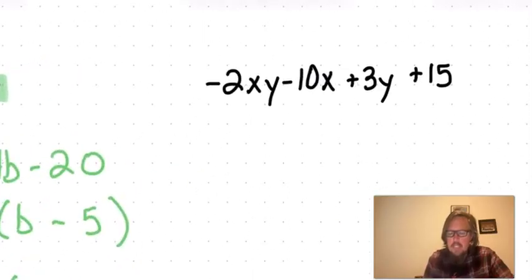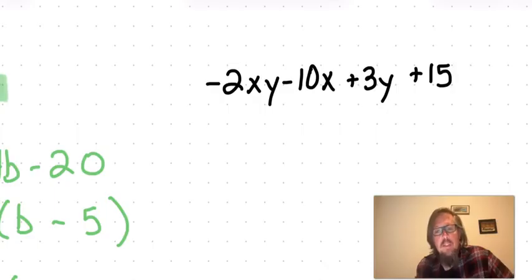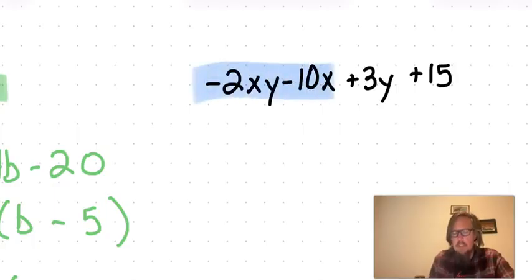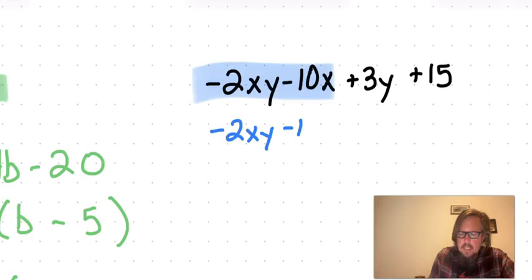Let's try again with this set of 4 terms right here. And again, we're going to look for a greatest common factor first. There's not one. There's nothing all 4 of them have in common. So let's look at the first pair. Negative 2xy minus 10x. It's going to be our first set.